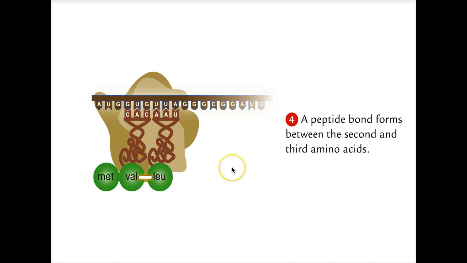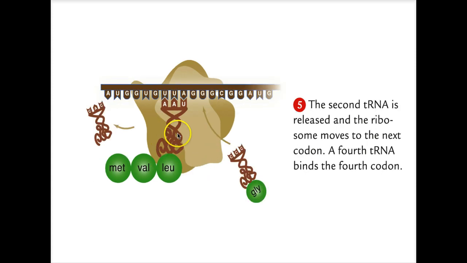And I bet you can guess what the next step is. The ribosome is going to move down to the next codon. As it moves down to the next codon, the tRNA that was holding VAL in place leaves, because now the VAL is held in place by the MET and LEU.